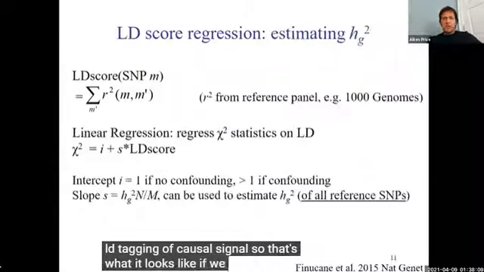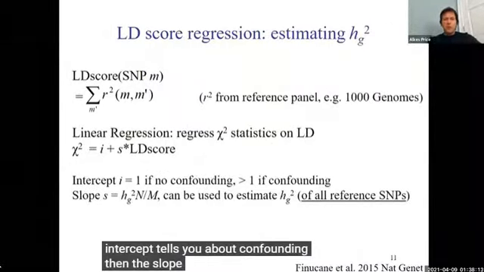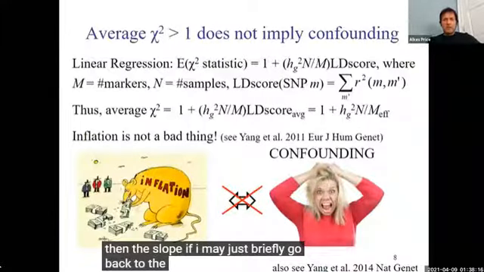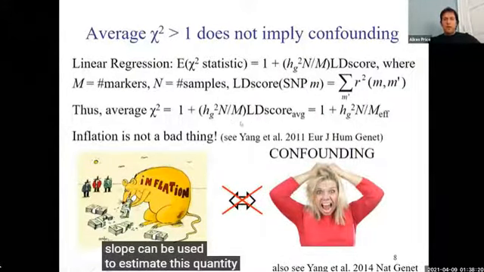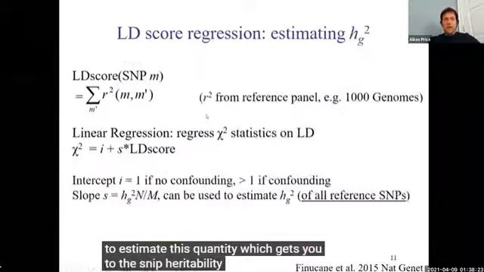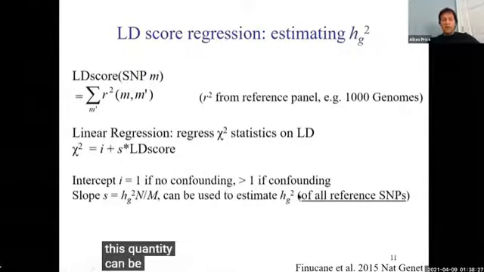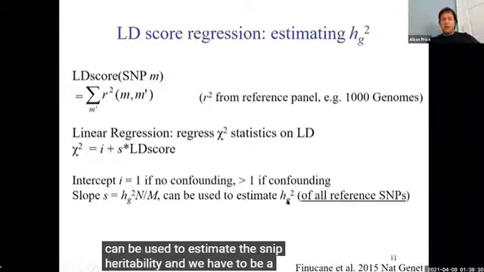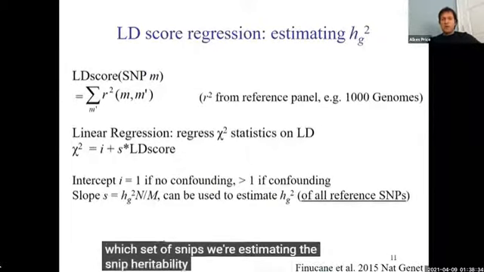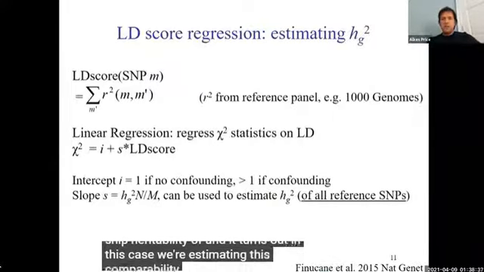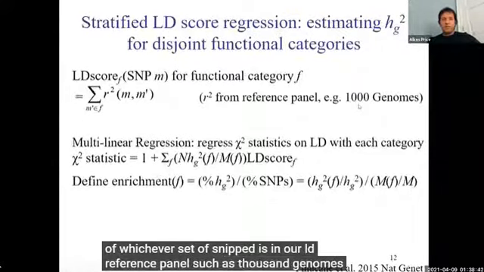So that's what it looks like if we don't have functional annotations. Well, the intercept tells you about confounding. Then the slope, if I may briefly go back to the main equation here in this slide, can be used to estimate this quantity, which gets you to the SNP heritability. We have to be a little bit careful when we talk about SNP heritability, about which set of SNPs we're estimating the SNP heritability of. And it turns out in this case, we're estimating the SNP heritability of whichever set of SNPs is in our LD reference panel, such as 1,000 Genomes.